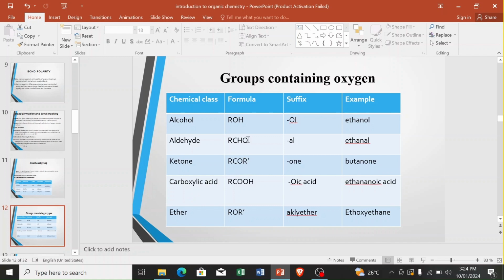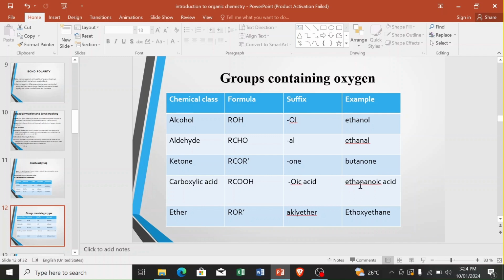Where we have a carbon to oxygen double bond, we shall look at them more, but here we just needed to know the different functional groups. We have aldehydes, for example ethanal, and then ketones, which have this structure and a suffix of -one, with an example of butanone. Then we have carboxylic acids, having this group, and the suffix -oic acid.